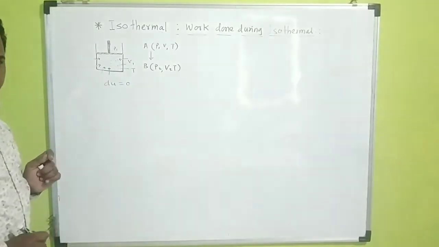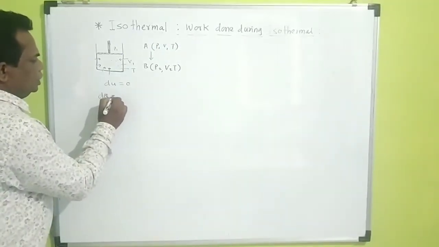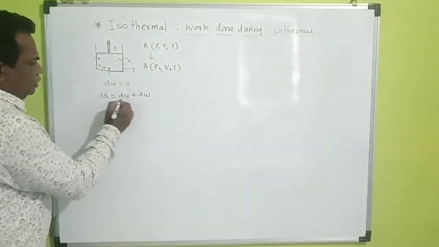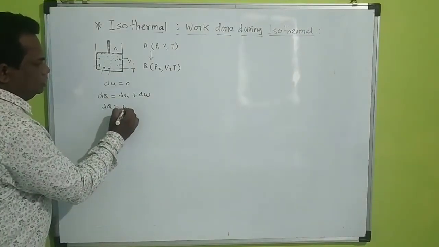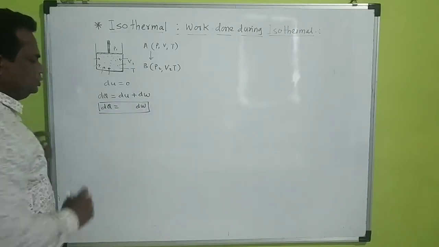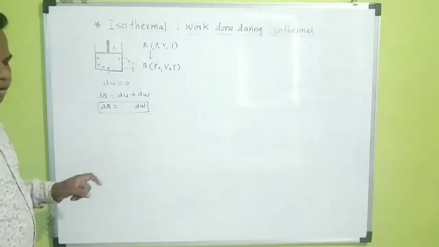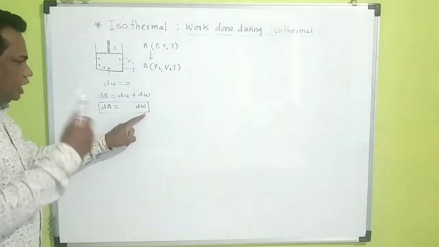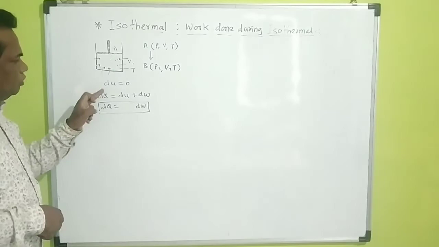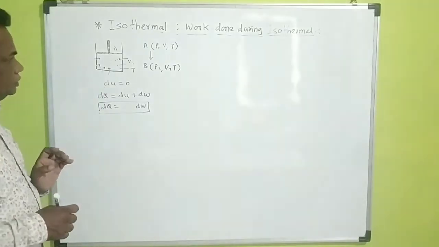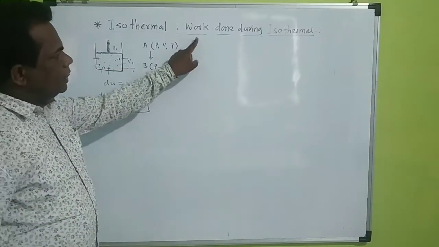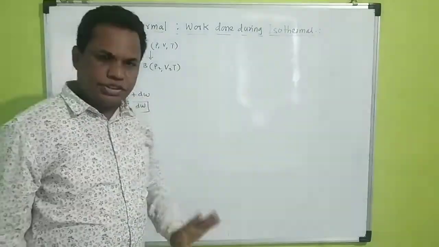So according to the first law of thermodynamics, dQ is equal to dU plus dW. Already we know that dU is 0. So dW, or you may say that dQ must be equal to dW. So during the isothermal change, whatever the work is done on the system or by the system, that has directly converted into heat. There will be no change in its internal energy. So keeping all this in mind, now we are going to calculate the work done during the isothermal change.